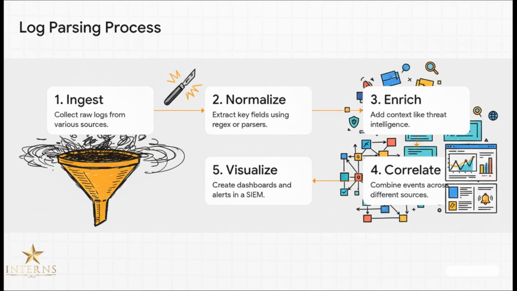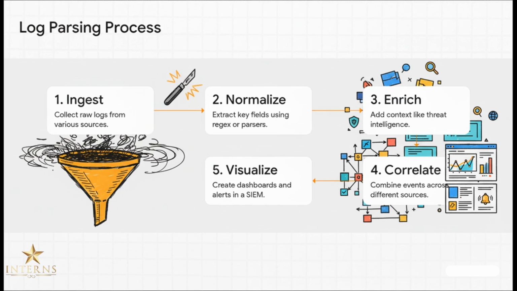It all starts with step 1, ingest. That's just a fancy word for grabbing all the raw logs. Then comes the magic, step 2, normalize. This is where you use your regex scalpel to pull out all those important bits and pieces. And this step is so important because nothing else works until your data is clean and structured. Once it's normalized, you can enrich it.